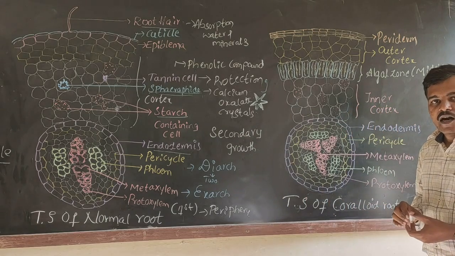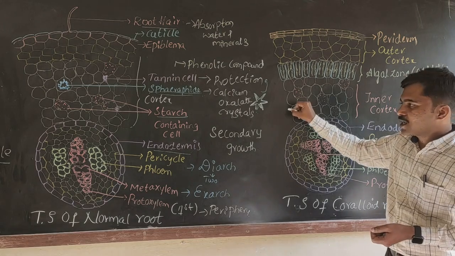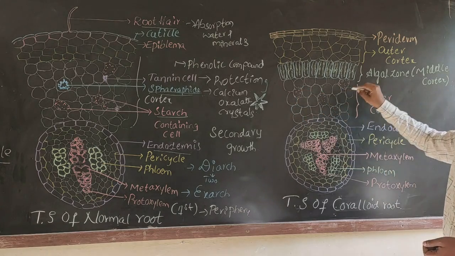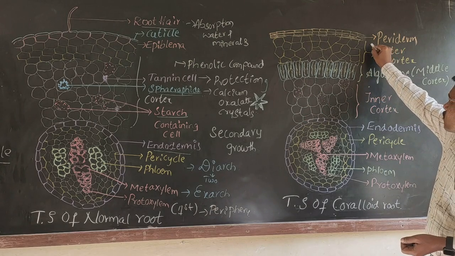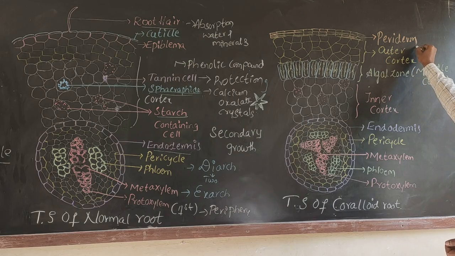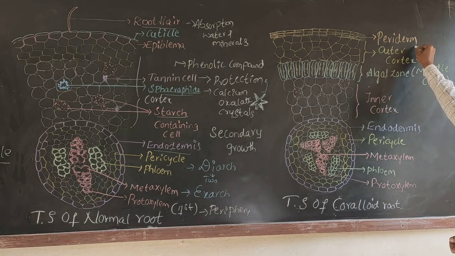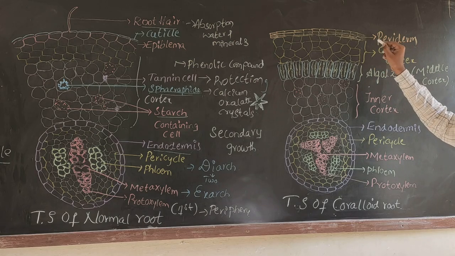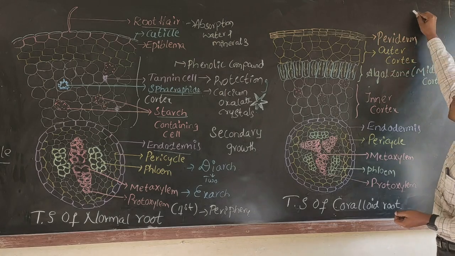Next, coming to the anatomy of the special root, that is coralloid roots. The main difference between the anatomy of normal root and the coralloid roots lies in the cortical region. If you look at the anatomy of coralloid roots, the outermost layer is known as periderm. Why it is known as periderm: after the secondary growth in the cortical region, the cork cambium will divide. Towards the outer side, it produces phellem.